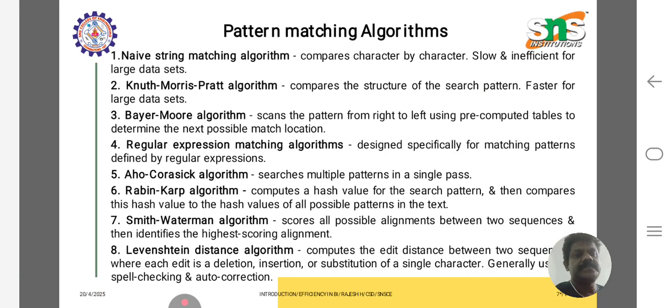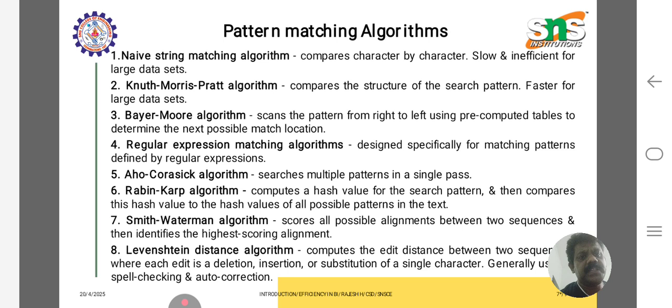The pattern matching algorithms go by different names. The naive string matching algorithm compares character by character, but it is slow and inefficient for large data sets. The other one is the Knuth-Morris-Pratt algorithm, which is a very popular one, and it compares the structure of the search pattern. It is faster for larger data sets. The Boyer-Moore algorithm scans the pattern from right to left using pre-computed tables to determine the next possible match location. Regular expression matching algorithms are designed specifically for matching patterns defined by regular expressions. And the Aho-Corasick algorithm is used to search multiple patterns in a single pass.